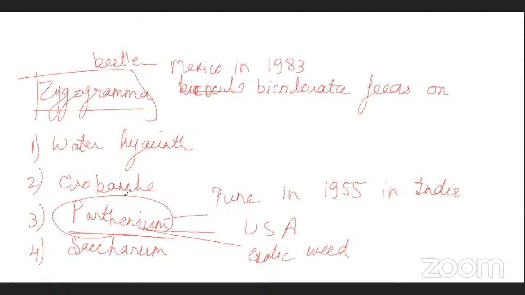Okay, so in this way you have to learn. Can anyone give me the name of the biological control agent for water hyacinth? How can we control water hyacinth biologically? Neochetina, very good. And anyone else? There are many for water hyacinth.